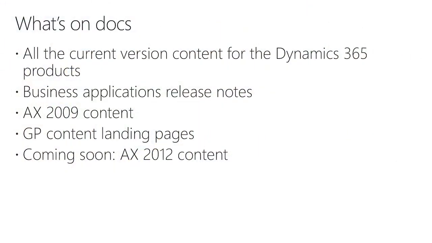We have all of the current version content for the Dynamics 365 products. We have the business applications release notes. We have the AX 2009 content. We have the GP content landing pages. And soon we'll have the AX 2012 content. Let's take a quick look at where you can find all of that from the hub pages.